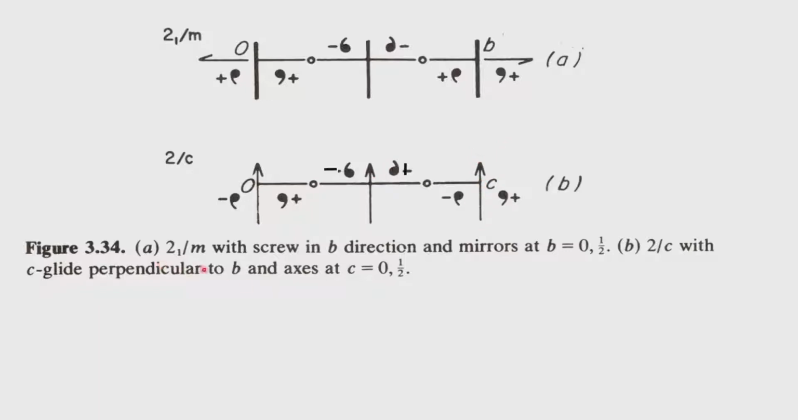So, as is written here, 2 1 by m with screw in B direction and mirrors at B equal to 0.5. The mirrors are now at 0.5 as is shown in the diagram, but we now know we have to shift it to the centers of symmetry. So, the center of symmetry up here now has a mirror at 1/4 and 3/4. And so also the presence of the C glide invokes the moving of the two-fold axis by 1/4 from the center of symmetry. So, the non-translational symmetry too is moved by 1/4.